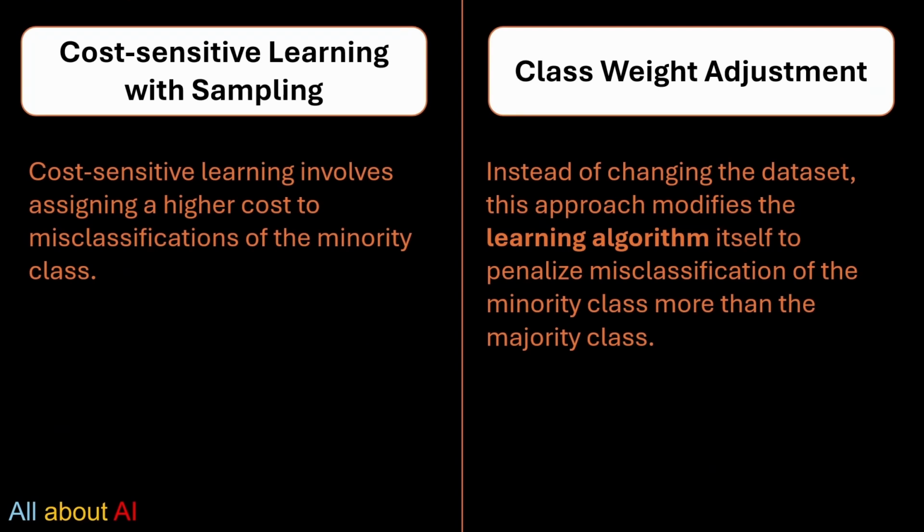There is another way to handle imbalance, which is cost-sensitive learning. In cost-sensitive learning, a higher cost is assigned to misclassification of the minority class. By assigning a higher cost at the time of training, the model is penalized if it misclassifies the minority class. There is another way, which is class weight adjustment. Instead of changing the dataset, this approach modifies the learning algorithm in such a way that it penalizes misclassification of the minority class more than the majority class. So there is a penalty that works in this case.